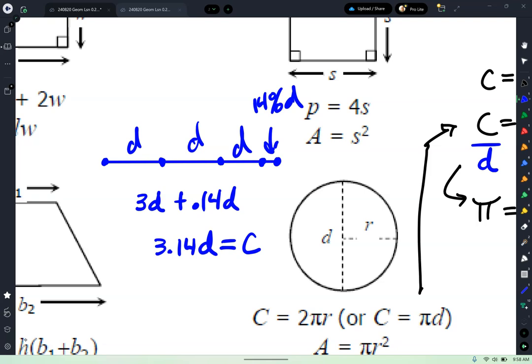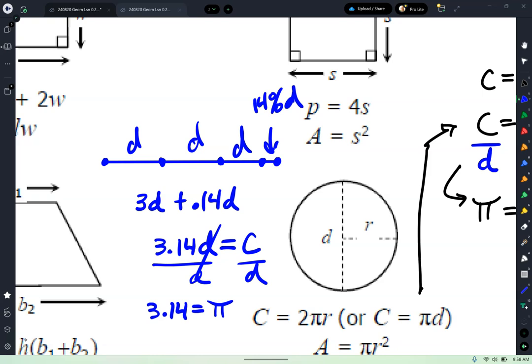So if I divide this D off here, I could get rid of the D by moving it to the other side. And then I could use substitution. C divided by D is the same thing as pi. That's where it comes from. That's one way to prove it.